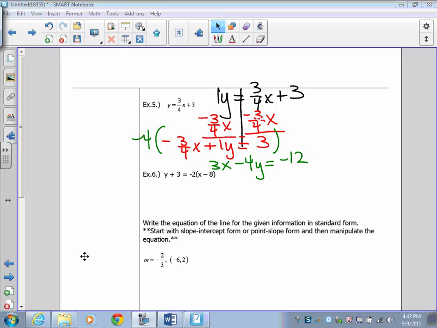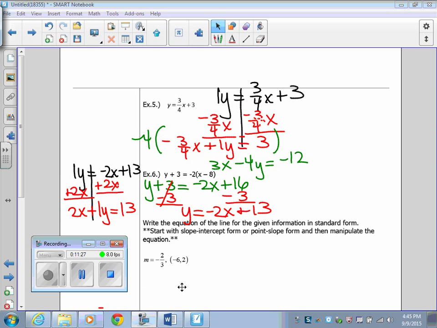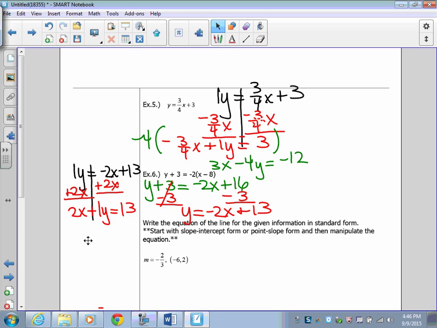Ooh, sorry that the screen went black, but that's what we deal with when we're dealing with technology. Let's keep it moving. Example number 6. The first thing that I'm going to do is simply work out my problem. Oh my goodness, thank you for coming back. Let me go ahead and minimize the screen.